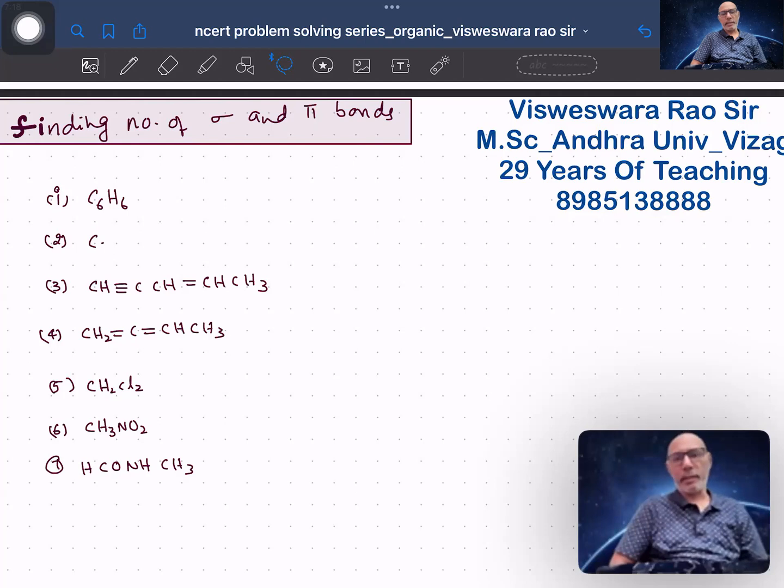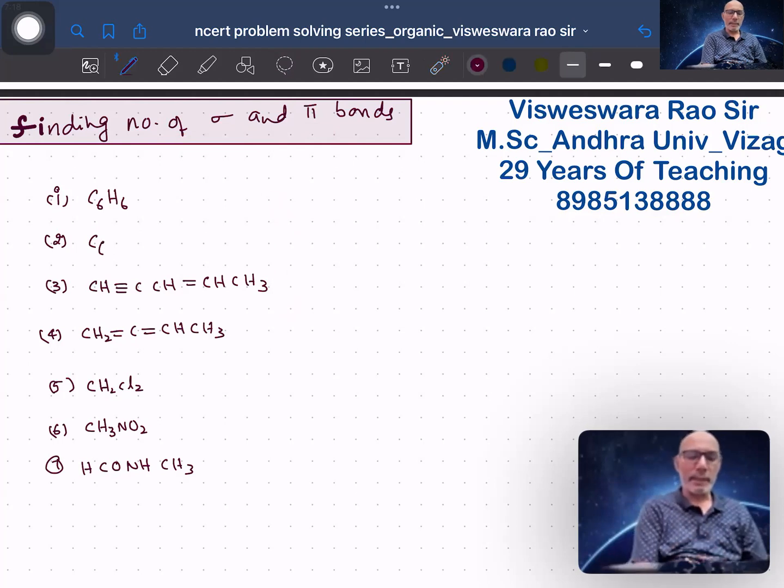Today I'm continuing the NCERT problem solving series. This is class number 2. In the previous class, I discussed how to find the hybridization. In this class, finding the number of sigma bonds and pi bonds. And these are the examples given in the NCERT textbook.